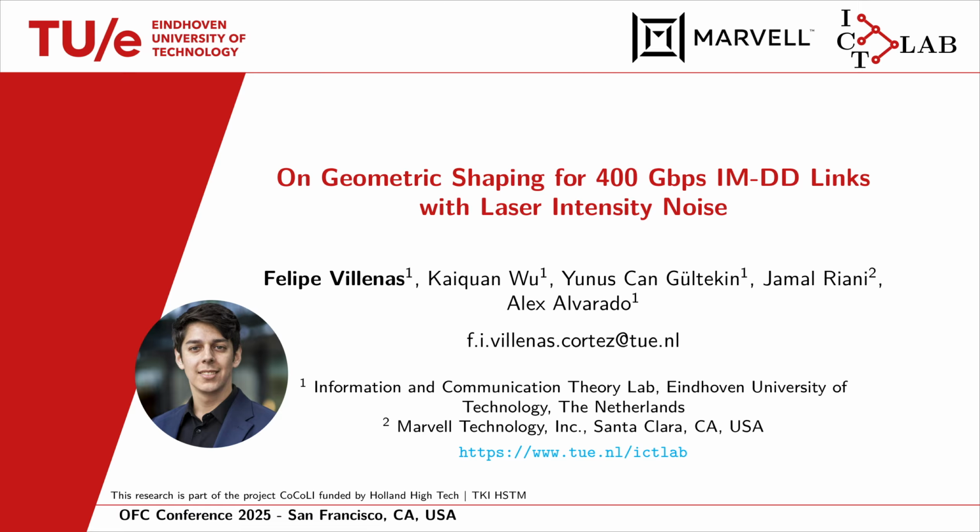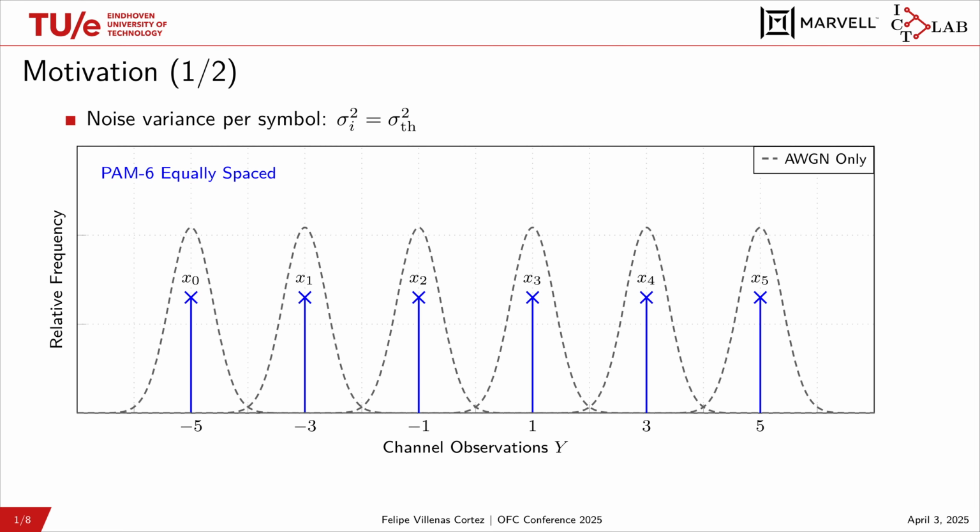I am with the Information and Communication Theory Lab at TU Eindhoven, and we're going to be presenting our work in collaboration with Marvell Technology. So first, the motivation of this problem is that we want to study IMDD systems, so we need to transmit a PAM constellation. In the example here, we're going to transmit a PAM6 constellation through an AWGN channel. The noise variance per symbol is going to be the same per symbol, so the channel is going to have a noise distribution that looks like this.